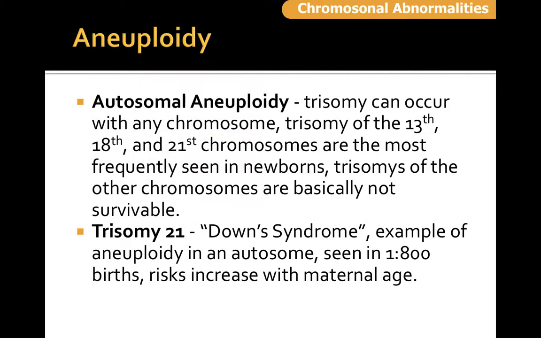Aneuploidy, there is autosomal aneuploidy, which is a trisomy that can occur with any chromosome. Trisomy of the 13th, the 18th, the 21st chromosomes are the most frequently seen in newborns. The trisomies of the other chromosomes are basically not survivable. Trisomy 21 is Down syndrome. It's an example of an aneuploidy in an autosome. It is seen in 1 in 800 births, and the risk increases with maternal age.